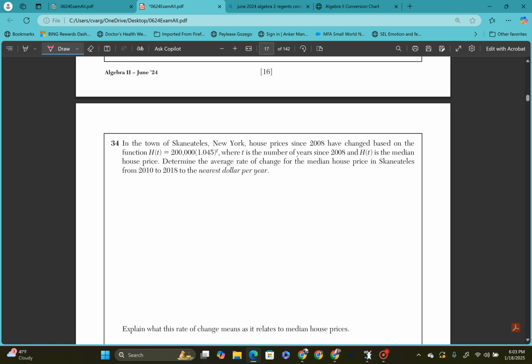All right, question number 34. As soon as you see average rate of change, y2 minus y1 over x2 minus x1. Okay, none of this is hard. It says prices since 2008. So t is the number of years since 2008. So how many years is 2010 since 2008? That is 2 years. How many years is 2018 since 2008? That is 10 years. So we want to find, for 2 and 10, what our y's are.